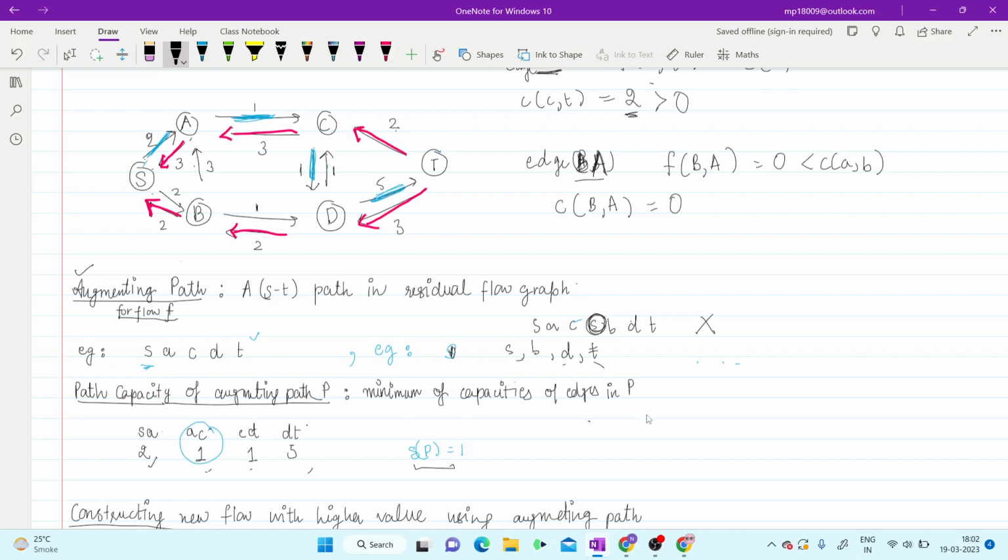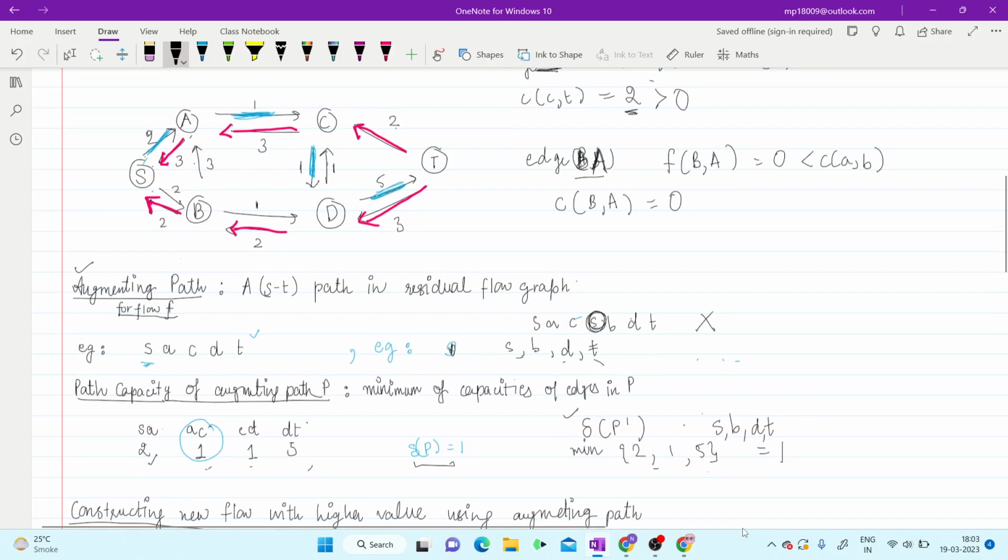But what about the path capacity of the other path, which is SBDT? What is the path capacity for this path? The capacities are 2, 1, 5. The minimum of SB, which has capacity 2, BD, which has capacity 1, and DT, which has capacity 5, is 1. So this path also has capacity 1.